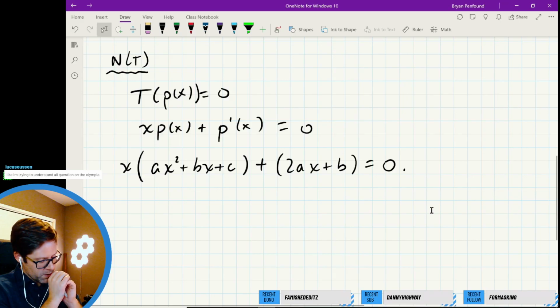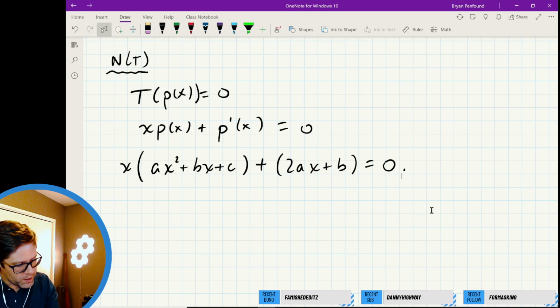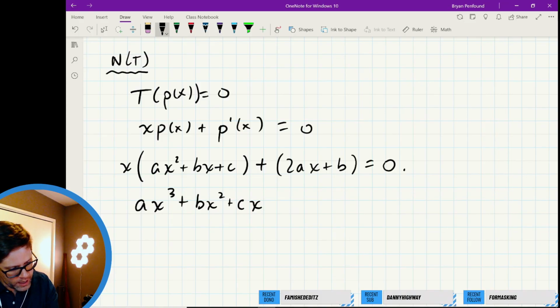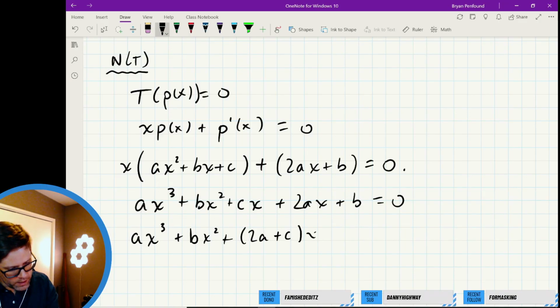Okay, so we've picked a specific polynomial of at most degree 2, found its derivative, and made a substitution. So what are we going to get here? We are going to get ax cubed plus bx squared plus cx plus 2ax plus b is 0. So can we collect some like terms here? bx squared plus, let's go, (2a plus c)x plus b.